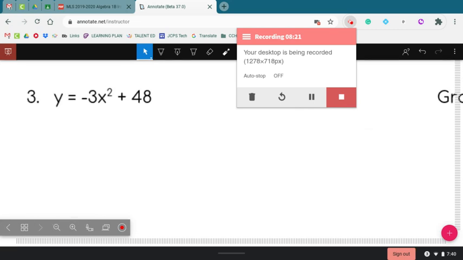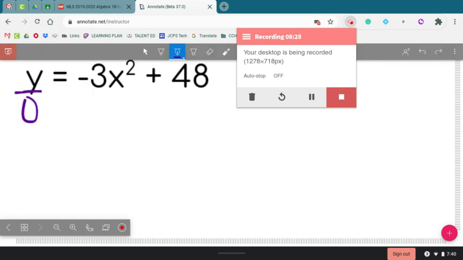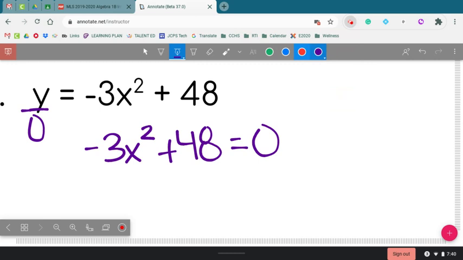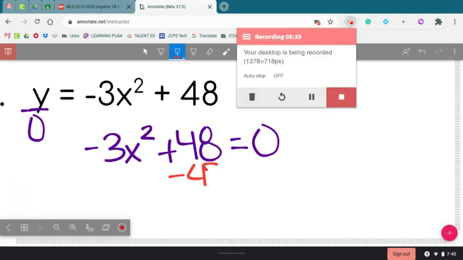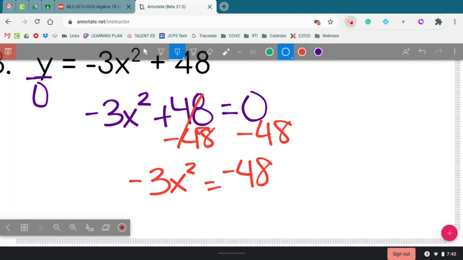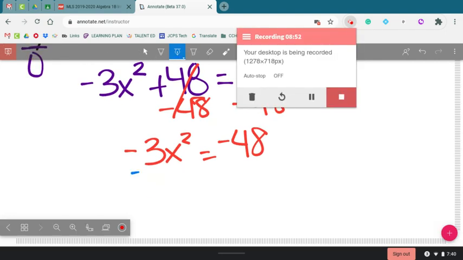So I'm going to replace y with 0. So I'm going to rewrite this negative 3x squared plus 48 equals 0. So I'm going to subtract 48. You get negative 3x squared equals negative 48. Then you're going to divide both sides by negative 3.